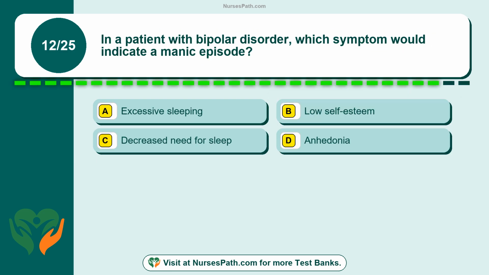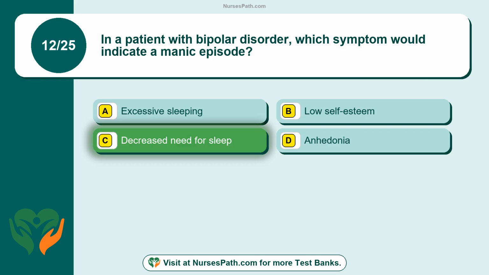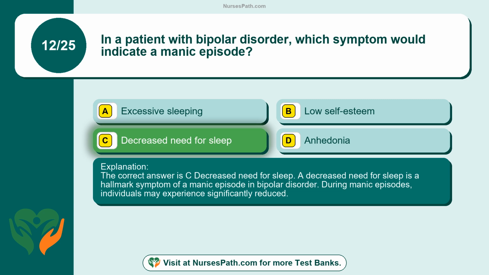Question 12. In a patient with bipolar disorder, which symptom would indicate a manic episode? Option A. Excessive sleeping. Option B. Low self-esteem. Option C. Decreased need for sleep. Option D. Anhedonia. The correct answer is option C. Decreased need for sleep. A decreased need for sleep is a hallmark symptom of a manic episode in bipolar disorder.